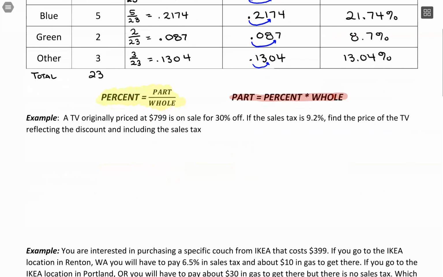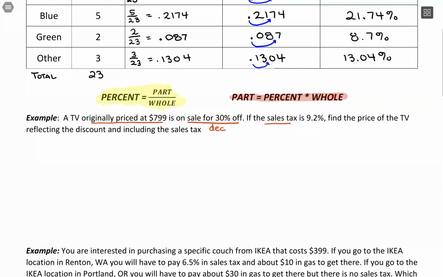So this first one, we're buying a TV. It was originally priced at $799, so that's what we start with there. But it's on sale for 30% off. So this 30% off, that's going to decrease the price. So we just want to keep that in mind, that we're decreasing that price by 30%.